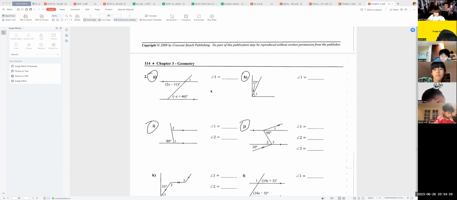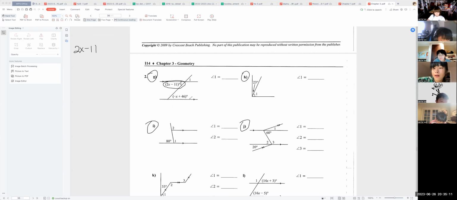Those who are done, tell the teacher. Okay, I'm going to do it now. We actually just want to know 2x minus 11, right, Vicky? Okay, so Vicky, this one is the same as which one? Can you tell me?